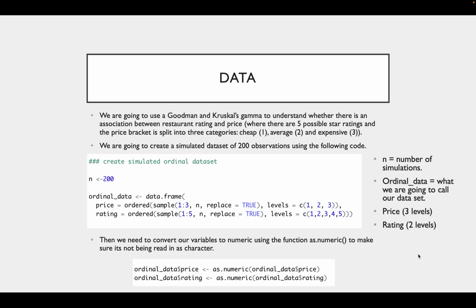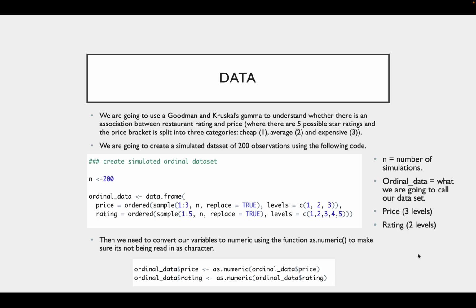So for this tutorial, we're going to create a simulated dataset of 200 observations using the following code, where n is the number of simulations we want to create, or number of observations, so this would be 200. ordinal_data is what we're going to call this dataset. And then we have our variables. So we have price, which has 3 levels, and rating, which has 5 levels.